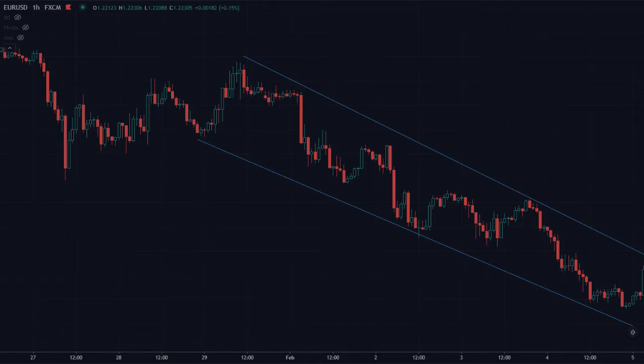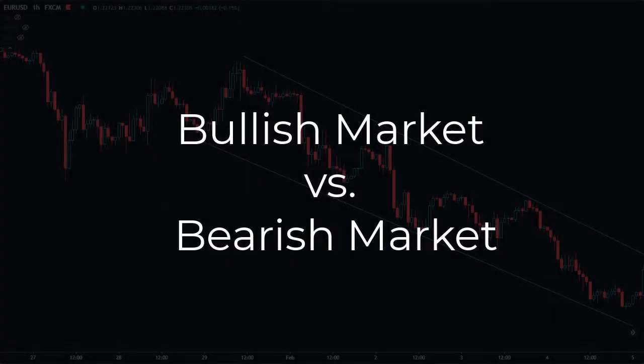In this video, we are going to take a look at common terminology used when trading and investing in the markets. We will discuss bullish versus bearish markets, and we'll also take a look at a few examples. Stick around to learn more.